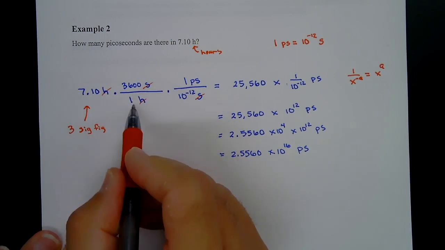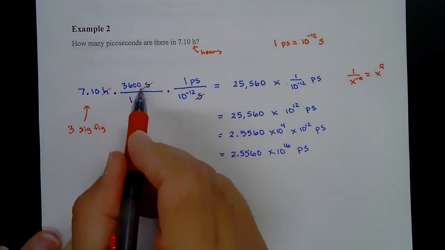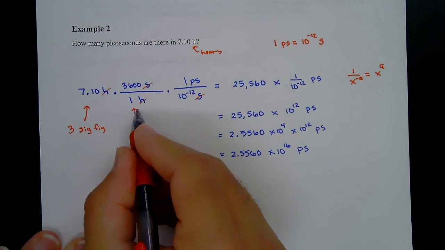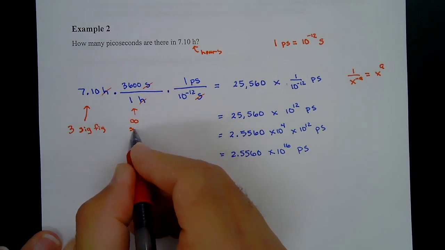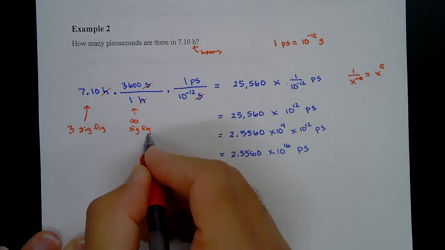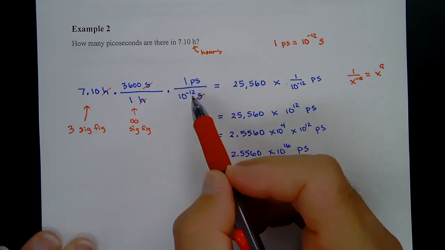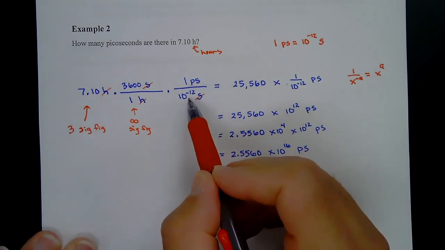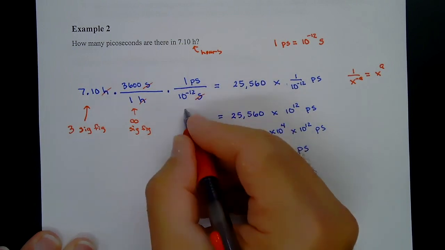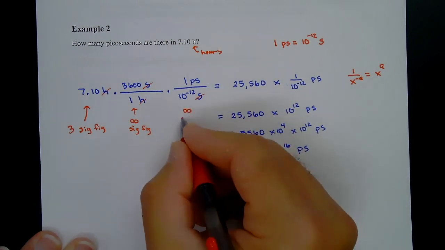This 1 hour is exact. The 3600 is also exact. So this one right here has infinite sig figs. 1 picosecond is also defined as 10 to the negative 12 seconds. So that's also infinite sig figs.